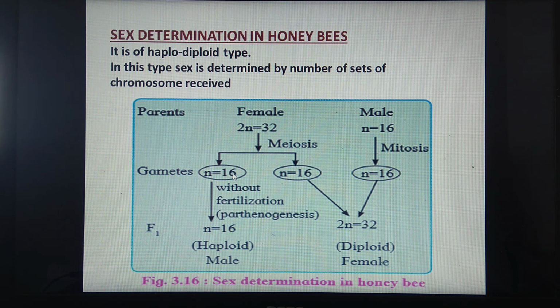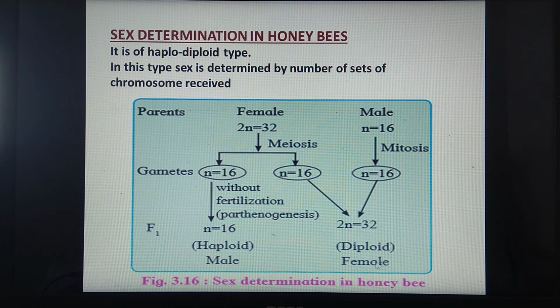This ovum develops without fertilization. This process is called parthenogenesis. Remember the term parthenogenesis, that means development without fertilization. And so this ovum which develops without fertilization, the number of chromosomes remains 16 only, and already we have studied that in honeybees the haploid number of chromosomes is for males. So this ovum which develops without fertilization develops into the male, and these males are called drones.